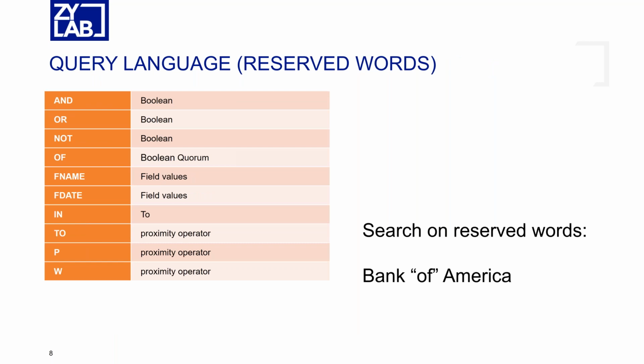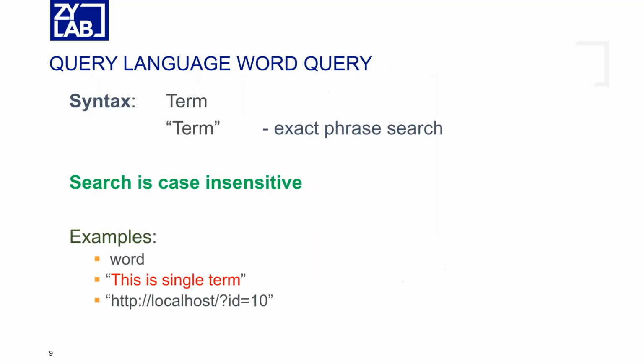Also important to understand is that there are some words that we are using in a query syntax like and, or, not, which are kind of obvious, but also of, into. Those words are considered to be reserved words as they're part of the query syntax. And if you want to search on reserved words, you can put quotes around the word and then it will be part of the search. So if you want to search for Bank of America, you will need to put quotes around the term of. So those are little basics.